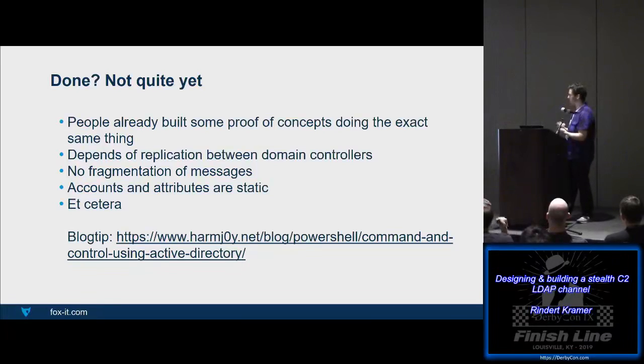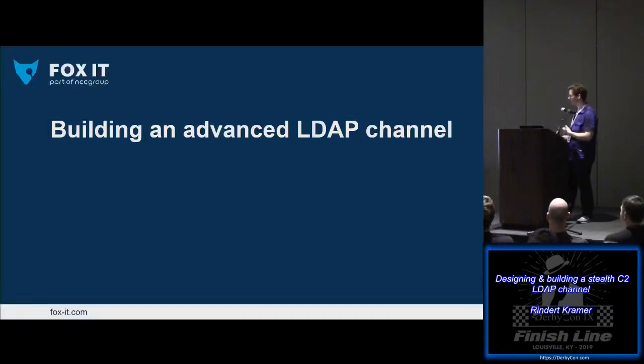And the info attribute that we used in the demo can only store around 1 kilobyte of data. But if you want to send larger messages than just 1 kilobyte, which is often the case, you need more space, or you need to fragment the messages. And the accounts were pre-configured, which wasn't really ideal as well.